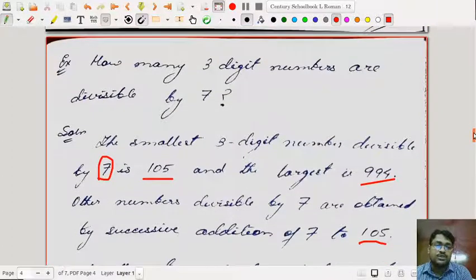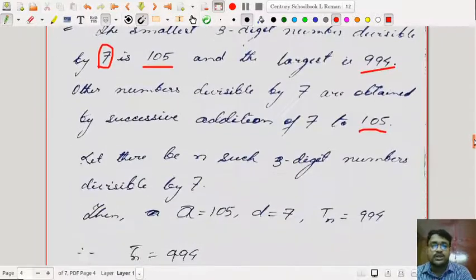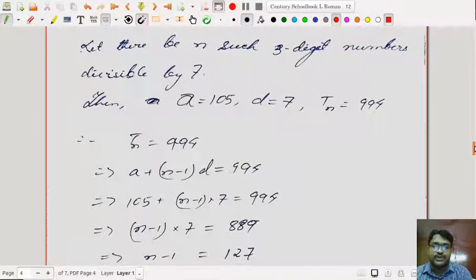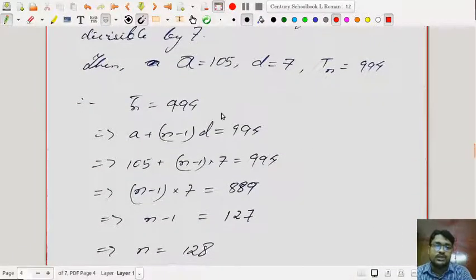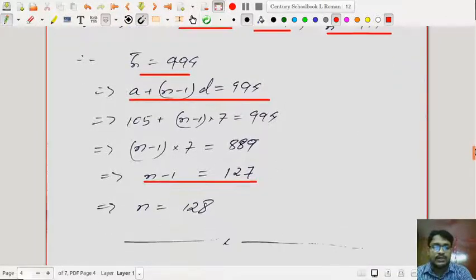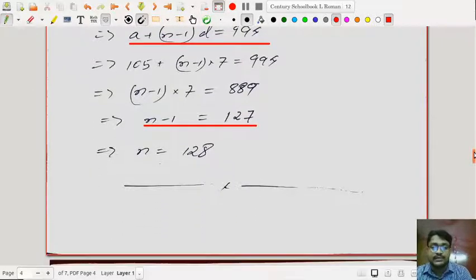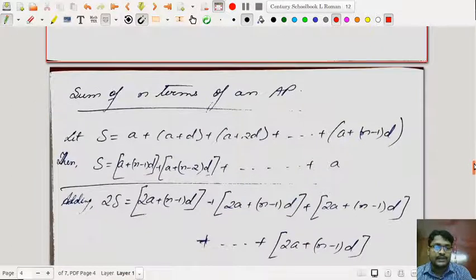What was our original question? How many 3-digit numbers are divisible by 7? Here we are just using the concept of arithmetic progression. The first term is 105, the common difference is 7, and the nth term is 994. So Tn equals 994, and from there you put these values, and n minus 1 equals 127, so n is 128. So there are exactly 128 3-digit numbers which are divisible by 7. You can find it very easily.